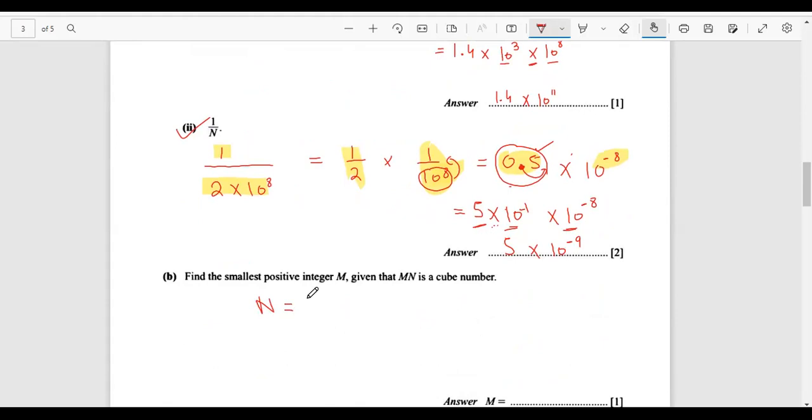n is 2 multiplied by 10 power 8. So can anyone think about m such that when you multiply it with n, mn would be a cubic number? I can't think about it. Yes, please message that value then. I cannot think about it. Okay, all right, okay.